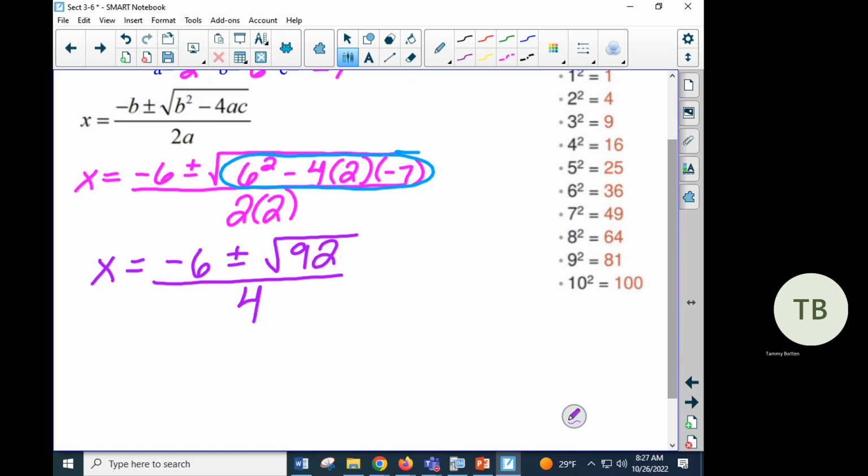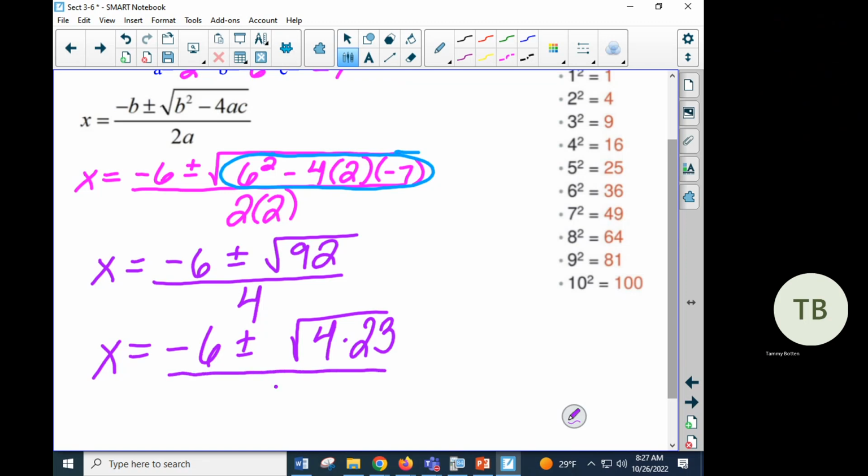92 divided by 9 is not, but actually 92 divided by 4 is a whole number. So what that means is we have to rewrite that 92 as 4 times 23. And then it would still be all over 4.